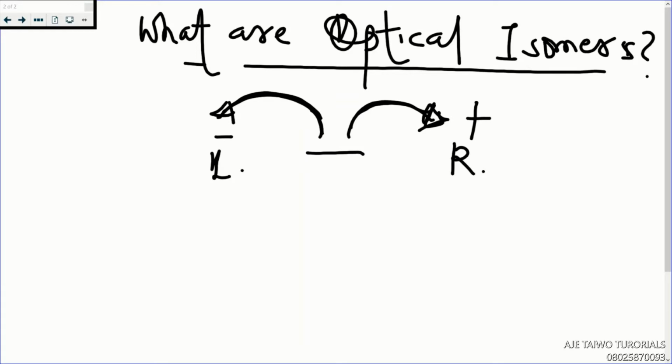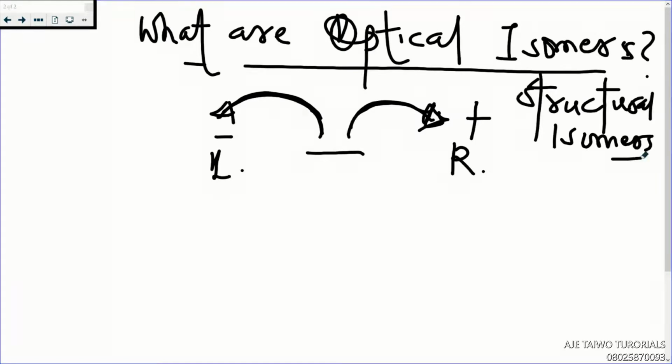But optical isomers are structural isomers. Like I said, with the same chemical and physical properties, but rotate plane polarized light in different directions. That is important to note. It's very important you note what we are discussing. Let's go, please.